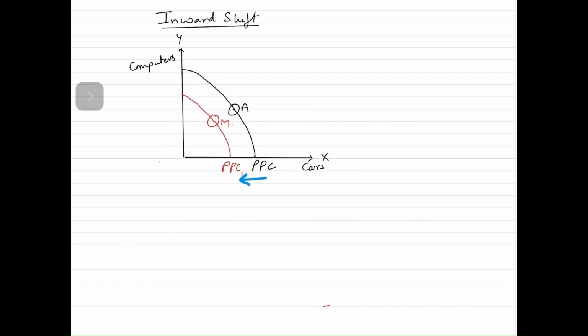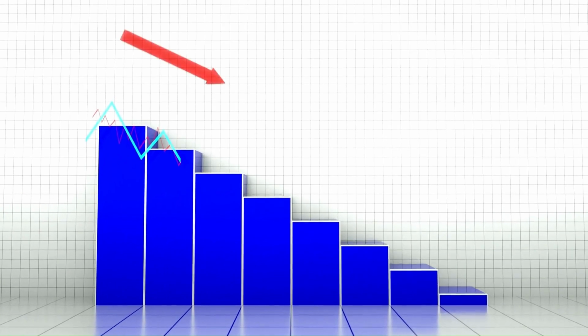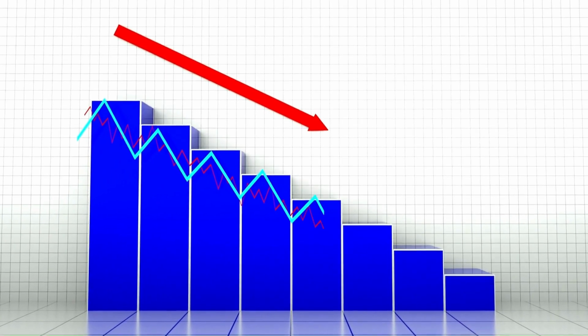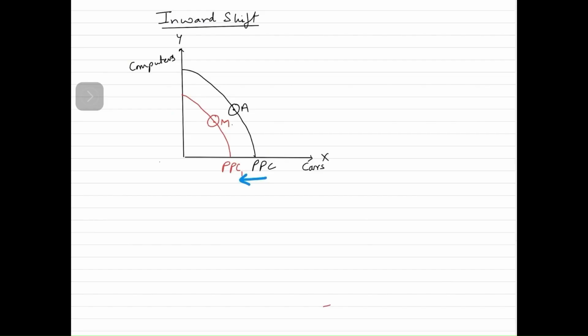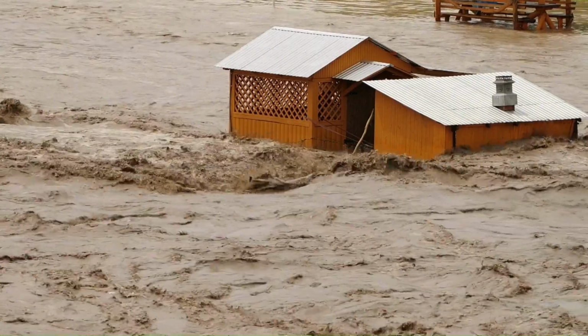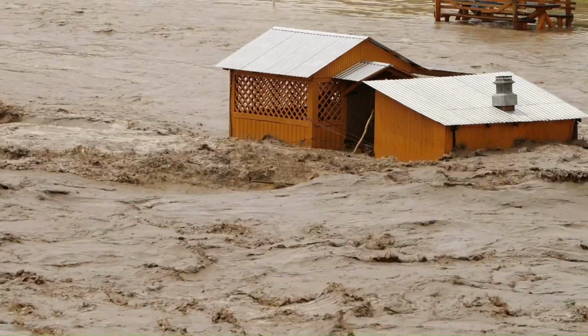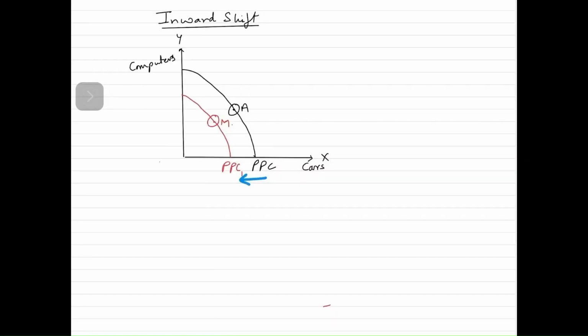Now this could be because probably less money is getting invested into new technologies, or probably there's a natural disaster or a war like we have witnessed since the last year between Russia and Ukraine, right? So it's messing a lot of things up. So both these countries might have experienced a reduction in their overall productive capacity, causing their individual PPC curves to shift inwards.